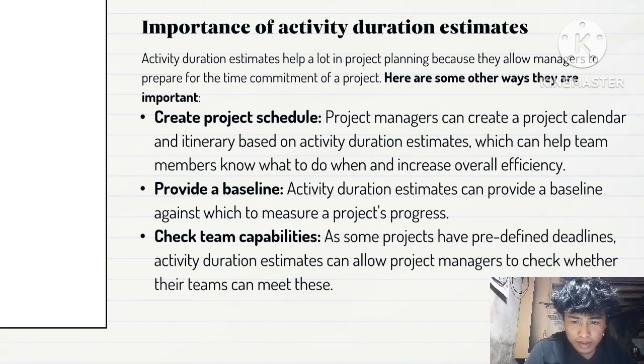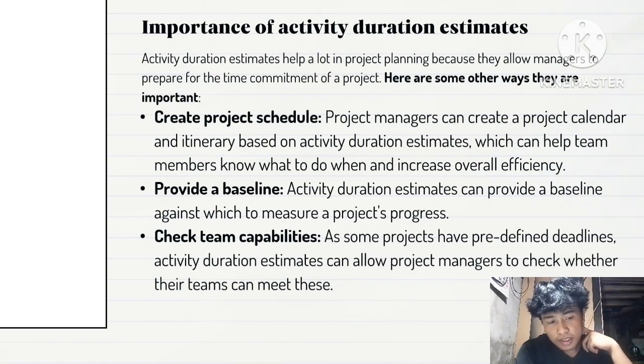So, check team capabilities. As some projects have defined deadlines, activity duration statements can allow the project manager to check whether their teammates can meet this.